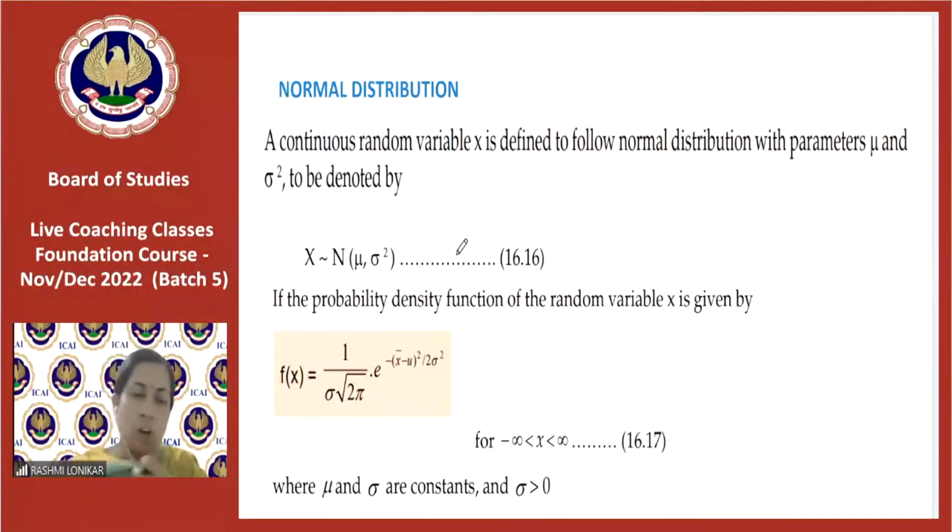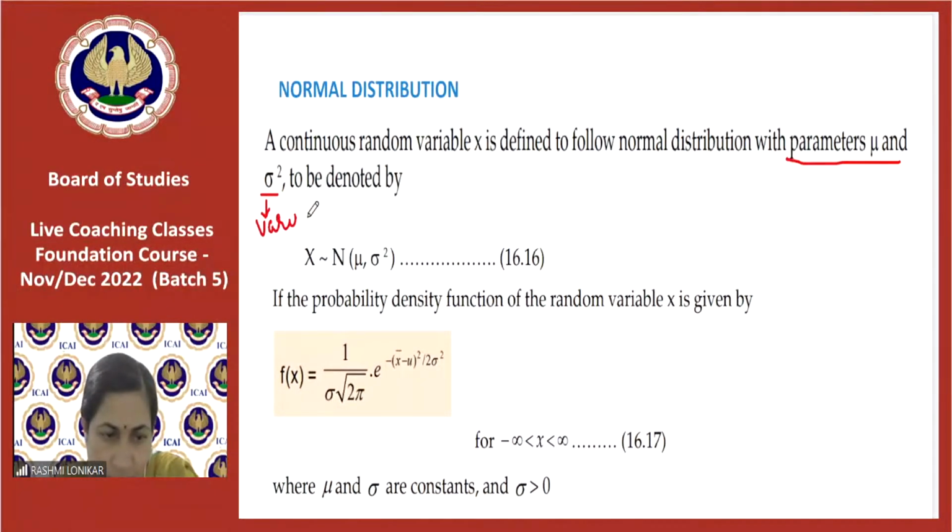Okay. So the normal distribution. A continuous random variable x is defined to follow normal distribution when it can be described by parameters mu and sigma square. Sigma square is the variance, and mu is the mean. And we write it as x is described by mu and sigma square.